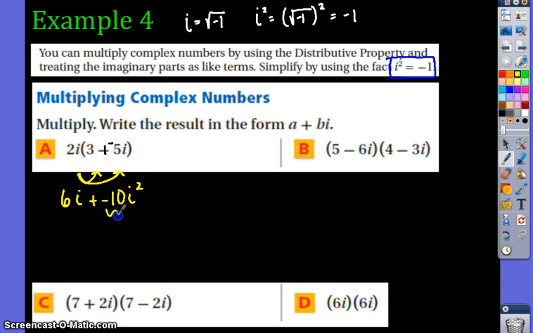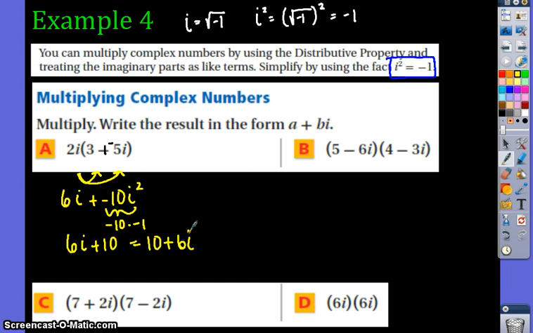And then, of course, I need to remember that i squared is really just a -1. So a little mini problem here: this is a -10 times a -1, which is going to be a positive 10. So we're left with 6i plus 10, but remember, we don't write it like that. We need to keep the real part out in front. So in its simplest form, this is 10 plus 6i.